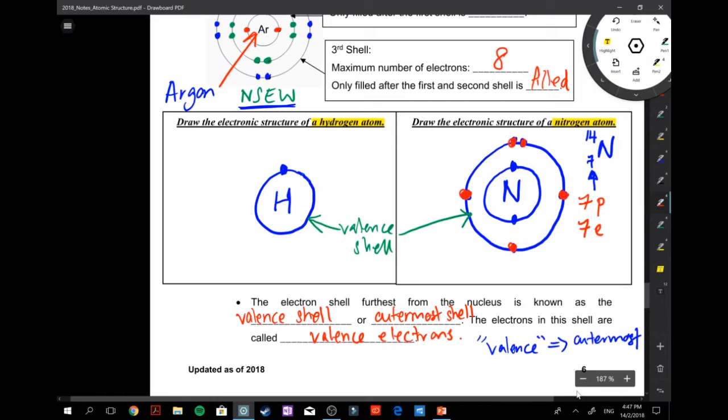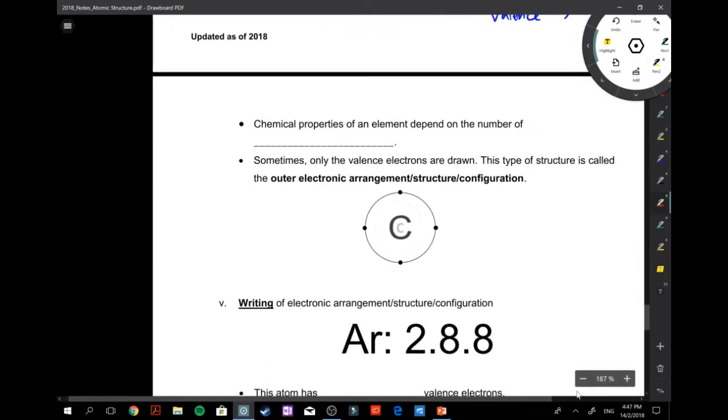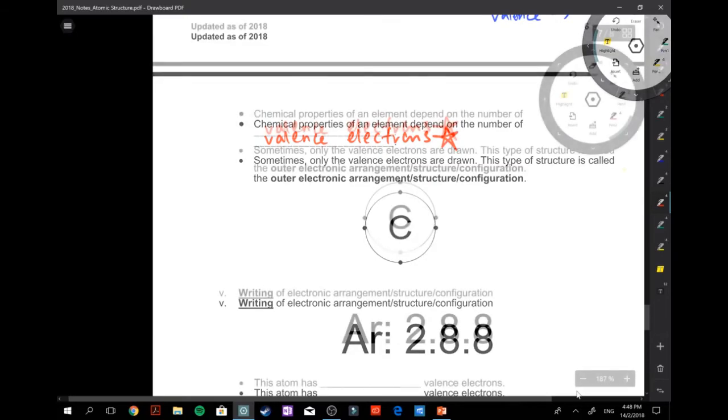Why is this important? Because the chemical properties of an element actually depend on the number of valence electrons. This is a concept that will keep recurring in the later chapters on how certain substances, certain elements, are able to react in a certain manner, whereas others can't. It's actually dependent on this concept of the number of valence electrons.